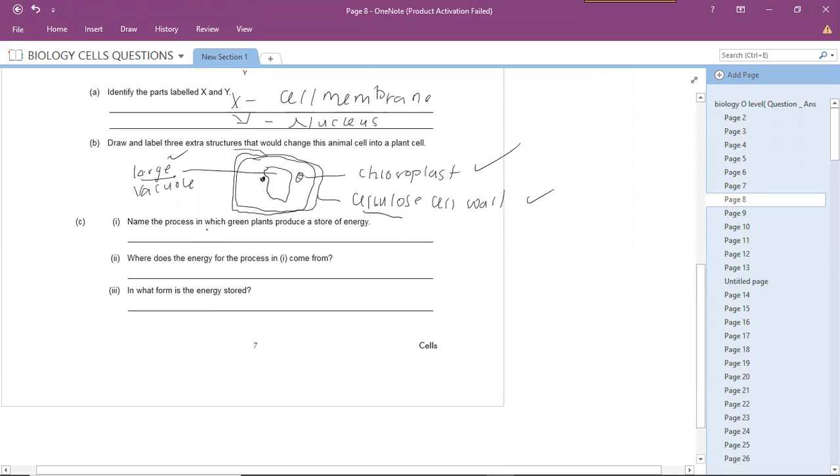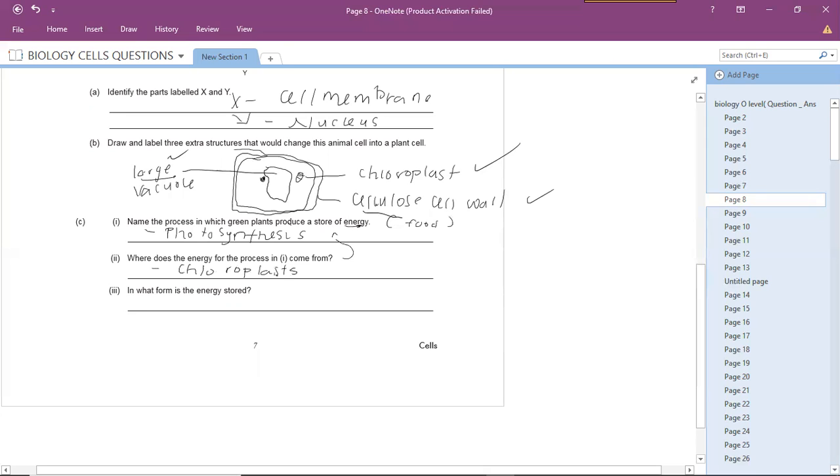Name the process in which green plants produce stored energy or food. It's photosynthesis. Photosynthesis is the process in which green plants produce stored energy. Where does the energy for this process come from? It comes from the chloroplasts.